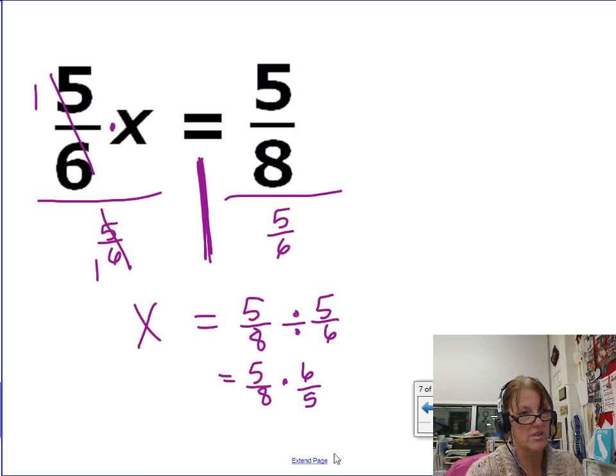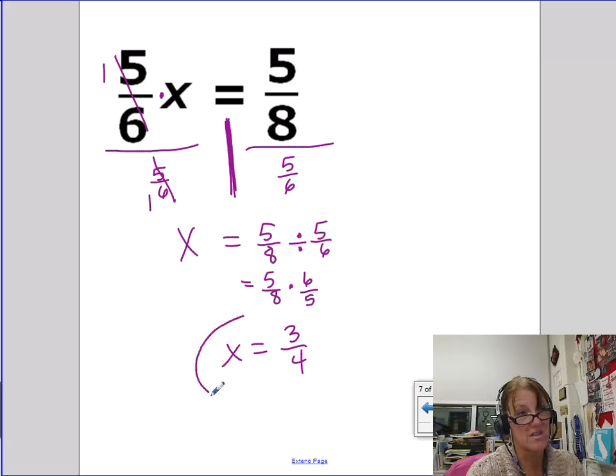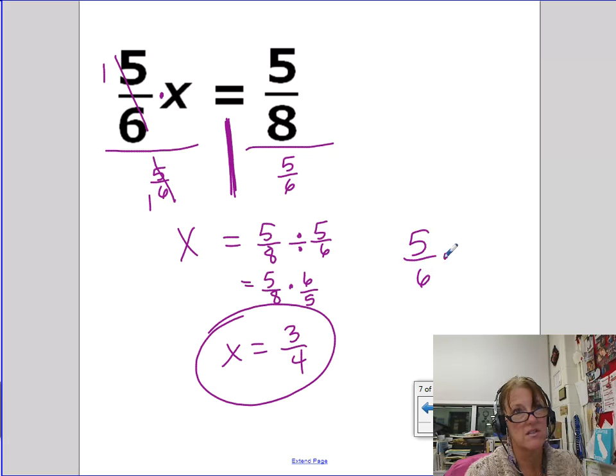Boom, you can go to town now. If you're using your calculator, you probably would have just entered all of this in. But 5/8 times 6/5, this will simplify to be exactly 3/4. There's your solution. X is 3/4. Go ahead and check it. Okay, 5/6 times whatever x was, and x is 3/4. If you plug this in, your calculator will tell you 5/8.